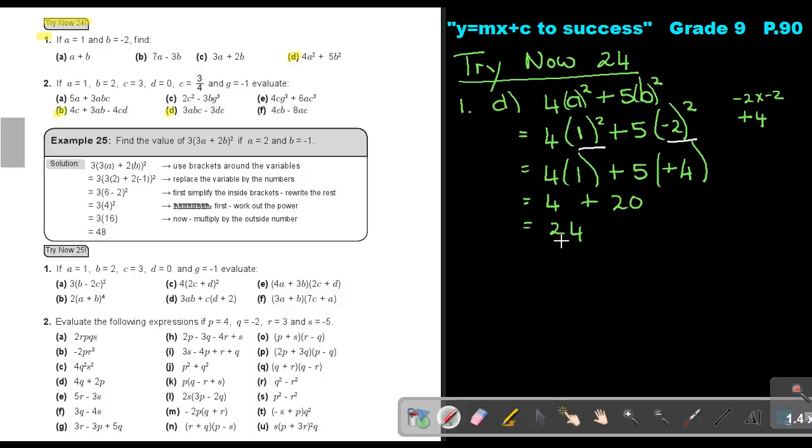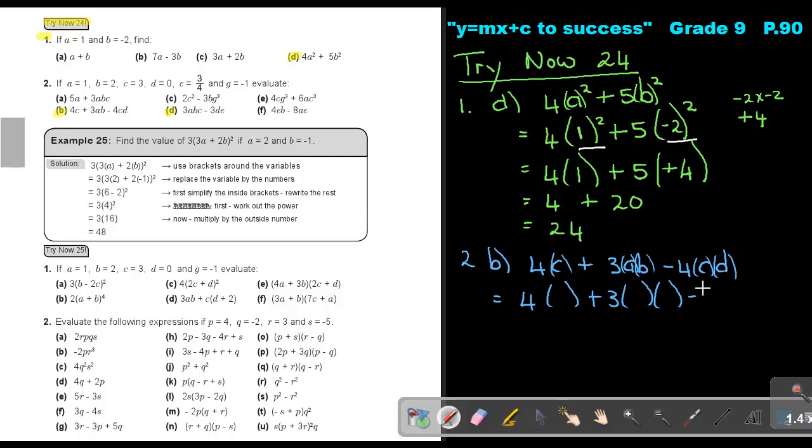Okay, let's do number 2. Number 2B. Again, first write down your expression. Okay, and again, brackets, brackets, brackets. Rewrite everything and just clean the inside of the bracket. And now I can substitute. In the place of C, I put 3. In the place of A, I put 1. In the place of B, I put 2. In the place of C, again, I put 3. And in the place of D, I put 0.